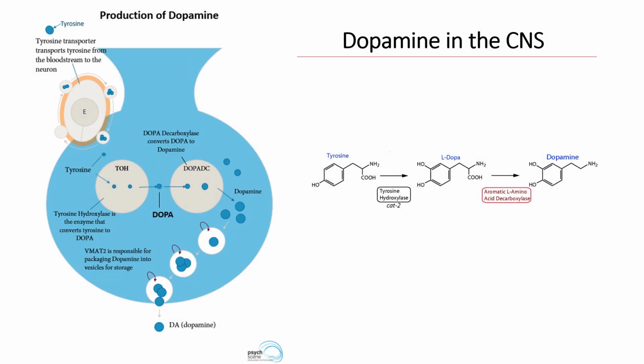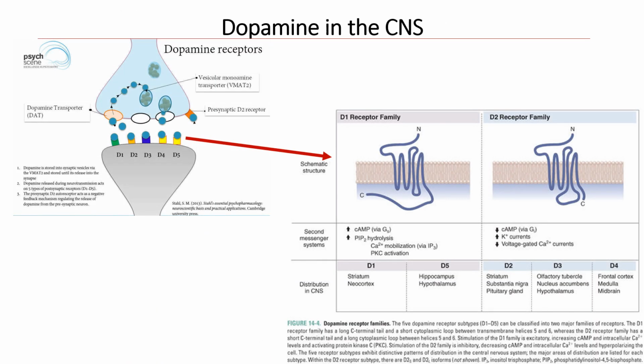Dopamine is a monoamine neurotransmitter that plays one of the major roles in the central nervous system. To synthesize dopamine, the amino acid tyrosine is converted to L-dopa, then L-dopa is decarboxylated to form dopamine. Dopamine acts on G-protein coupled receptors, and there are at least 5 subtypes of dopamine receptors.